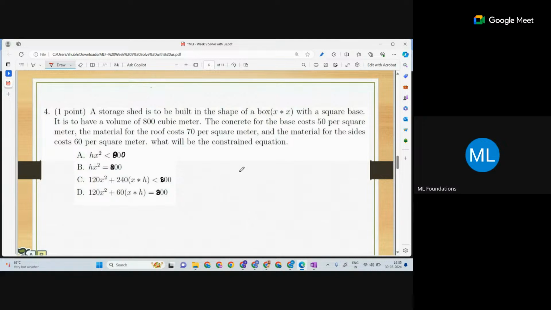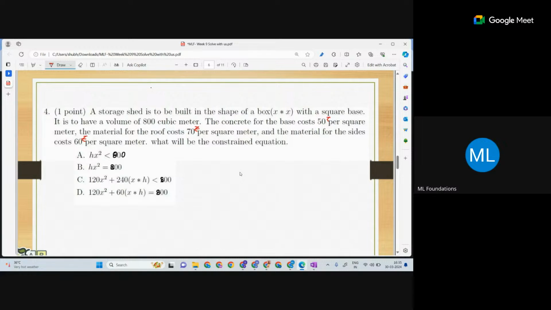Okay. The fourth problem: a storage shed is to be built in the shape of a box x by x with a square base. The base is a square, but the height may differ. The height we will assume from our side, you can even assume h. And the volume of that box is going to be 800 cubic meters. The concrete for the base is 50 rupees per square meter, the roof is 70 rupees, and the material for the sides is 60 rupees.